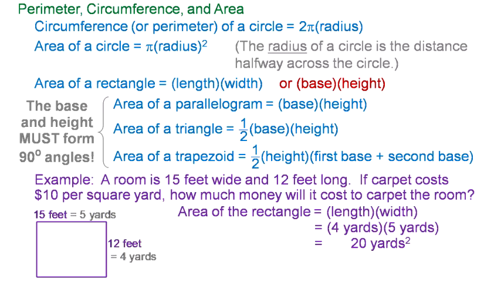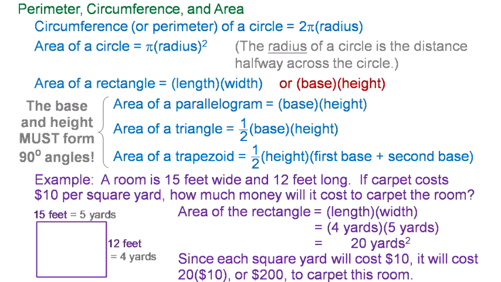Now, note that the question tells me that each square yard of carpet will cost $10. To find the cost of the carpet, I can add $10 to itself 20 times, or, equivalently, multiply 20 times $10. I can now conclude that it will cost $200 to carpet this room.